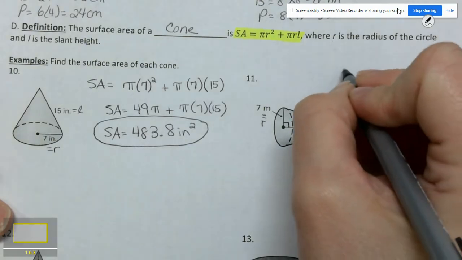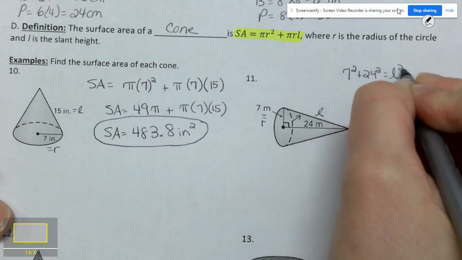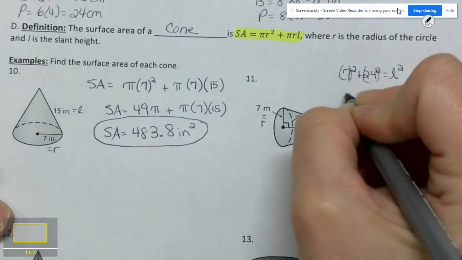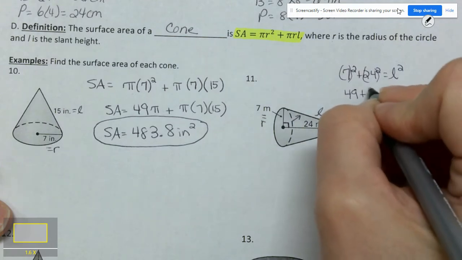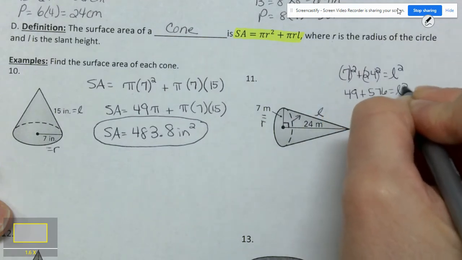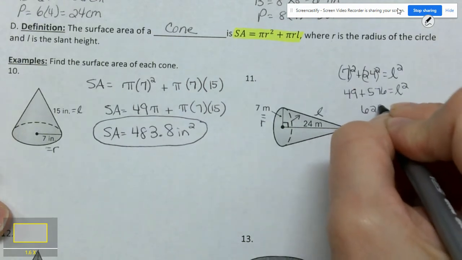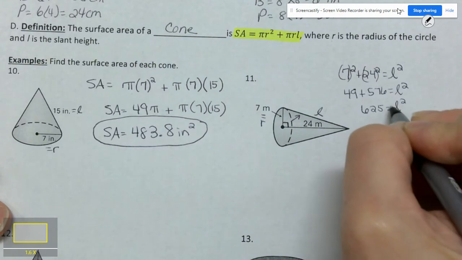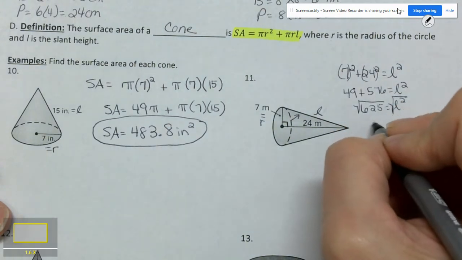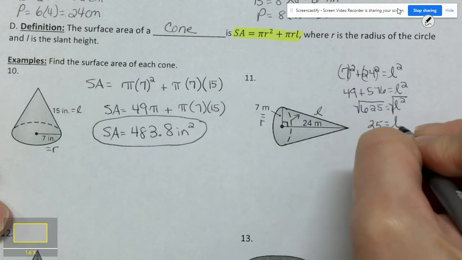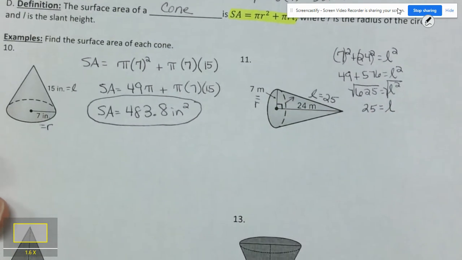So we're going to have 7 squared plus 24 squared has to equal L squared. All right, 7 squared is 49. If you put in 24 squared, you're going to see that that's 576. When you add those two together, you get 625. And then to find just L, we take the square root of both sides. Square root of 625 is 25. So our L, our slant height, is 25.